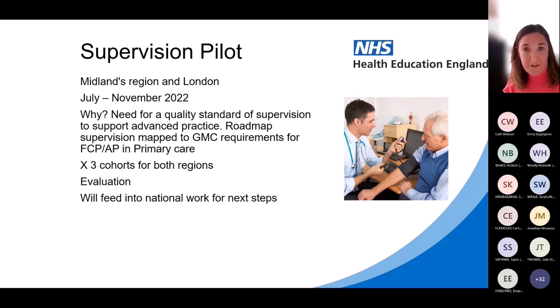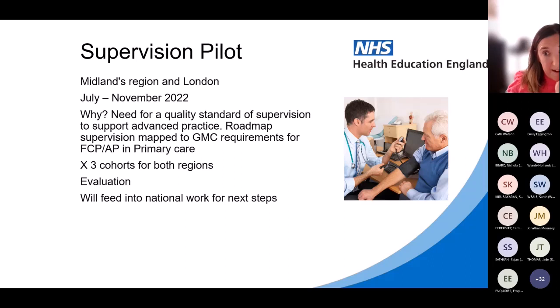Well, we know there's a need for a quality standard of supervision to support advanced practice. The roadmap supervision was already mapped to GMC requirements for the FCPs and advanced practitioners in primary care. So it seemed sensible to use that model for the pilot, since that kind of governance and regulation was already in place for that. Both regions have had 3 cohorts across the pilot period.